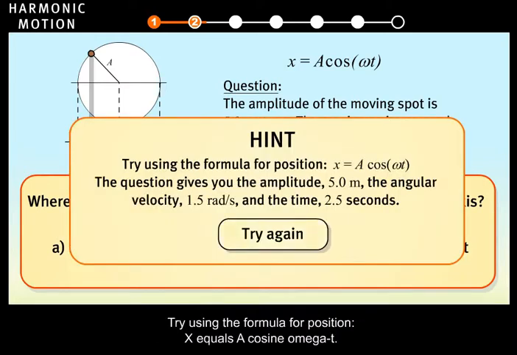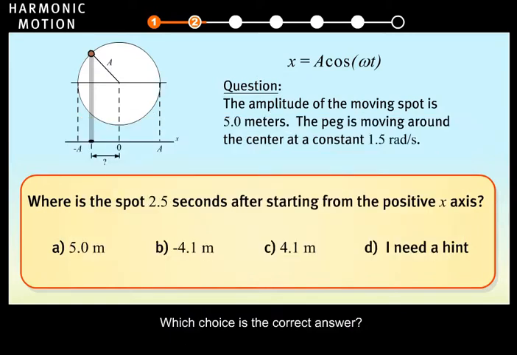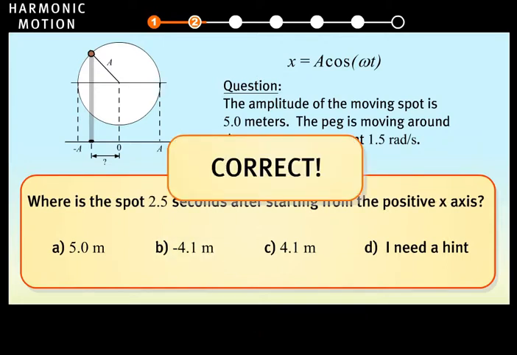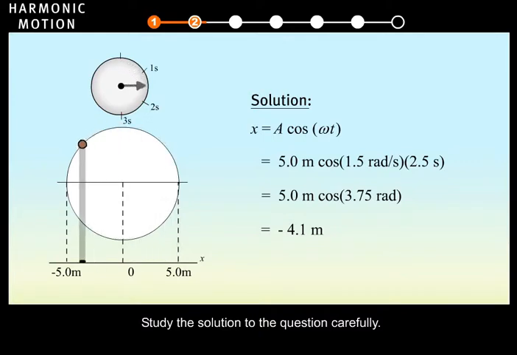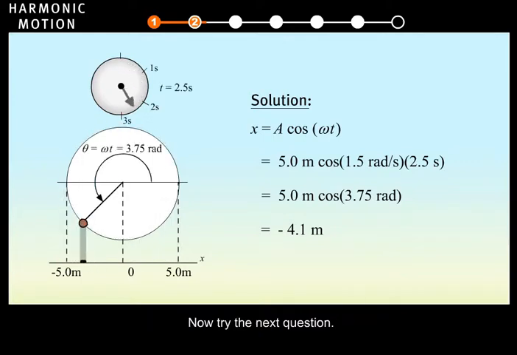Try using the formula for position: x equals A cosine omega t. Correct. Study the solution to the question carefully. Now try the next question.